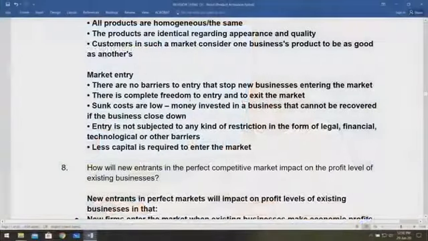Right, if you look at market entry within the perfect market, there are no barriers to entry. So there is nothing that stops new businesses entering the market. There is complete freedom of entry and exit. Sunk costs are low. Remember, we spoke about sunk costs earlier on. What are sunk costs? Money invested in a business that cannot be recovered if the business closes down. Entry is not subjected to any kind of restriction in the form of legal, financial, technological, or other barriers. And there is less capital required to enter this market.